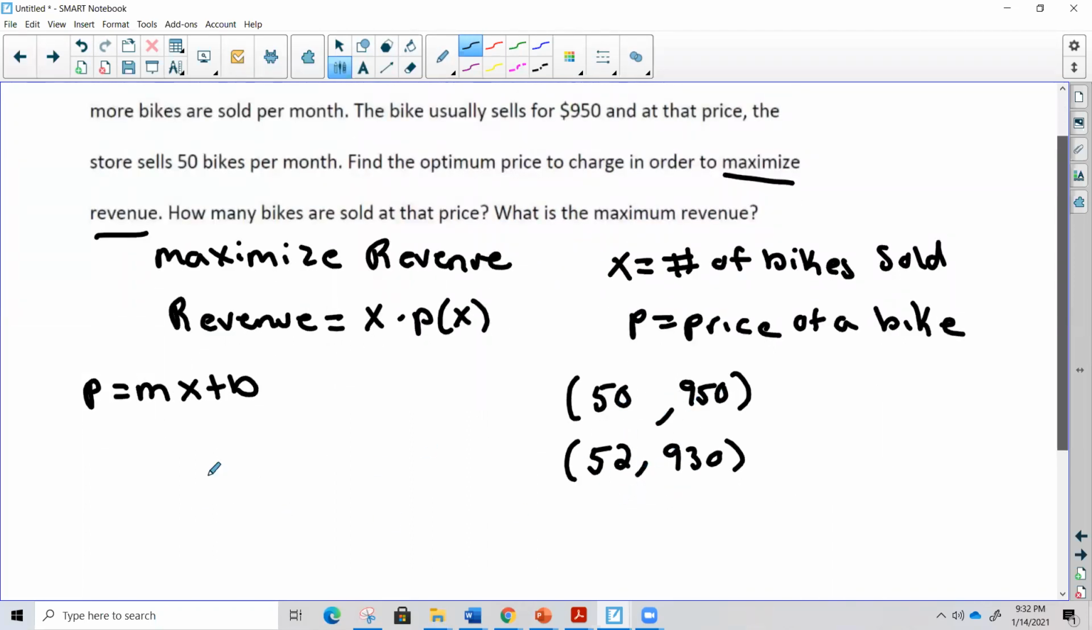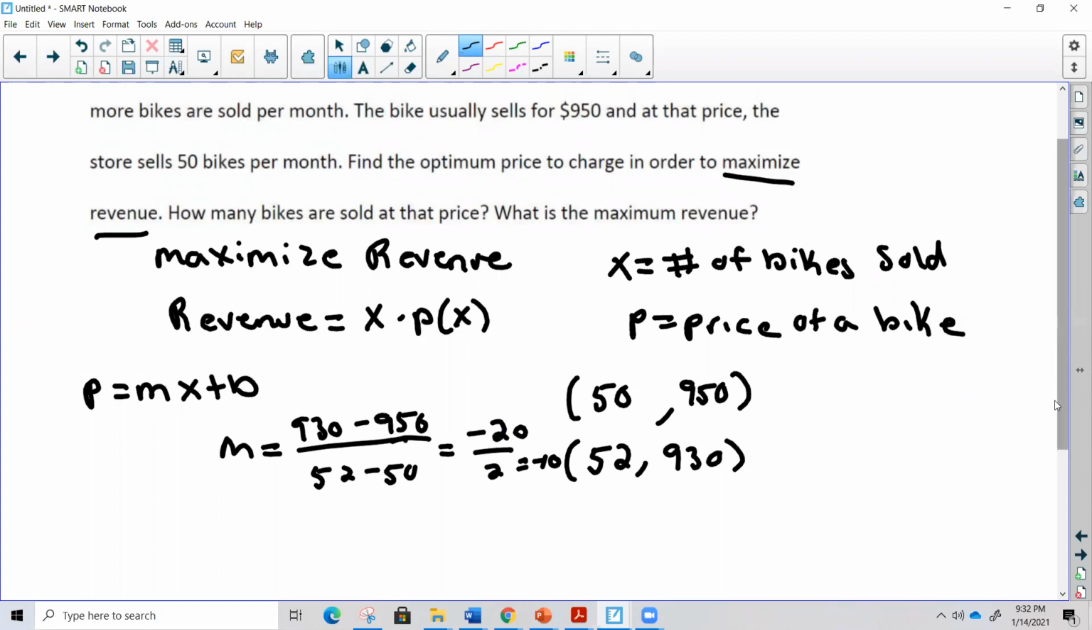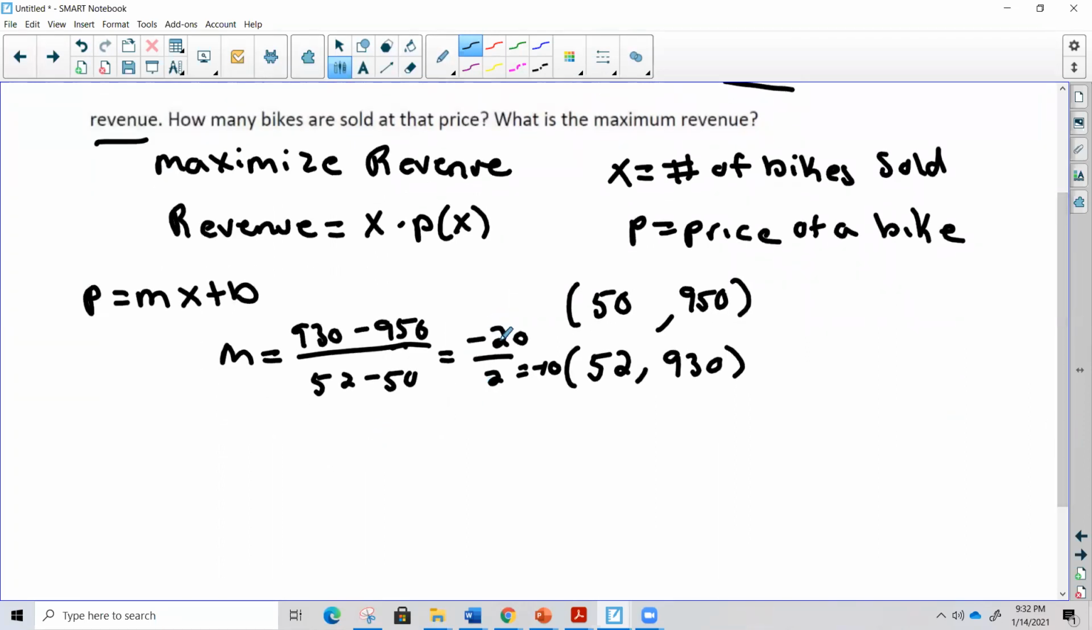So from these points, I can find the slope. So remember, for the slope, we subtract the Y values. So I'm going to do 930 minus 950 over 52 minus 50. So I get negative 20 over 2, which is negative 10. And that makes sense because we said my price is going down by 20 and my bikes are going up by 2. So the rise should be negative 20 and the run should be 2. And that gives me negative 10. So you can also just put that as your slope. That's how they do it in the answer key. But if you're not sure about how to get that, you can write out the points and then use the slope formula.